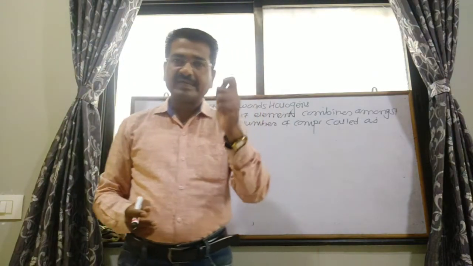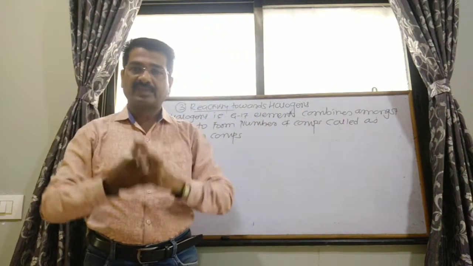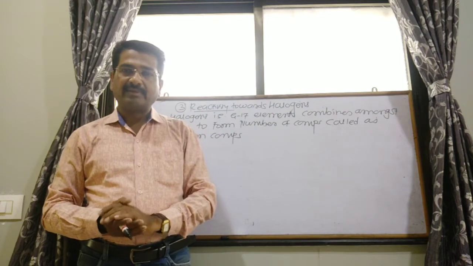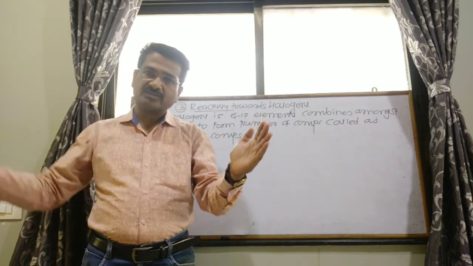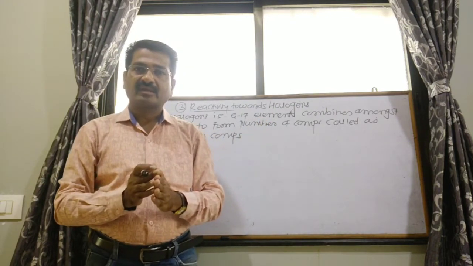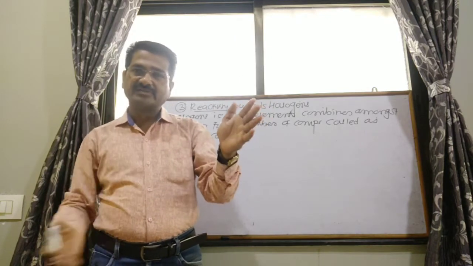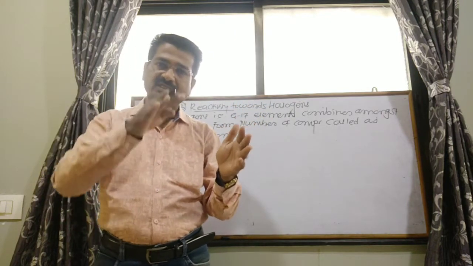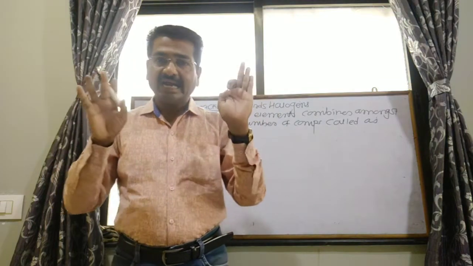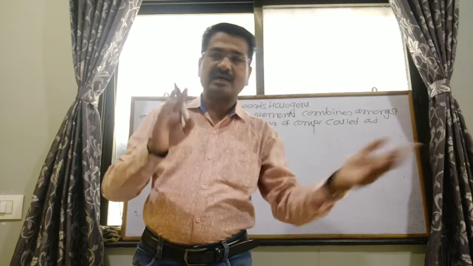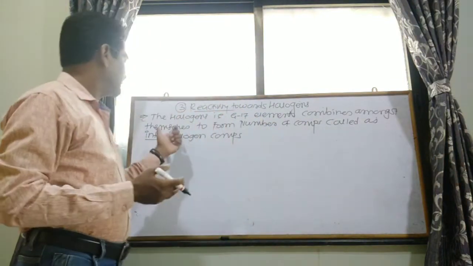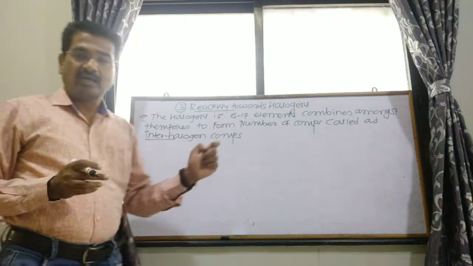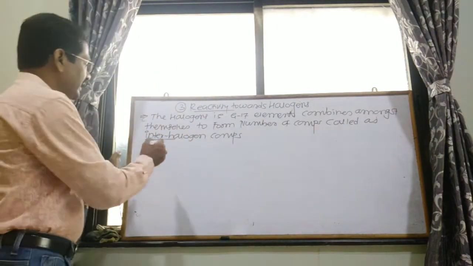Inter, that word indicates 2 different halogens. One halogen can react with another one halogen. Otherwise, one halogen can react with another 2 halogens or 3 halogens, but all these are different kinds. That is called interhalogen compounds.